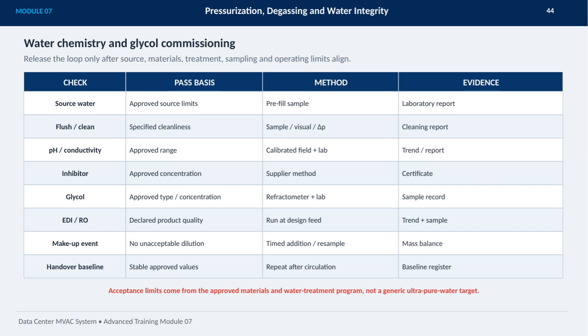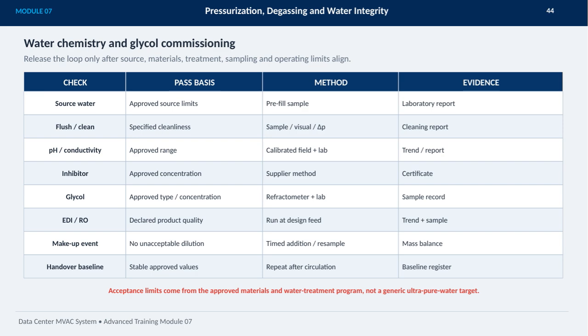Then we flush and clean the system to meet specified cleanliness levels, verified through samples, visual inspections, and differential pressure readings documented in cleaning reports. Next, pH and conductivity must fall within an approved range, validated by calibrated field and lab instruments with trending reports. Inhibitors and glycol concentrations require strict adherence to supplier methods and certificates, with quality confirmed through refractometer readings and sample records.